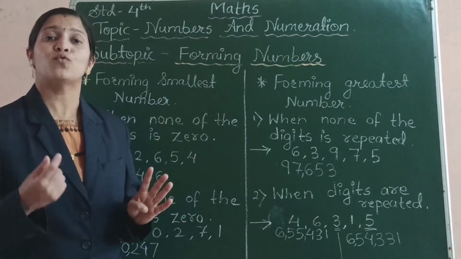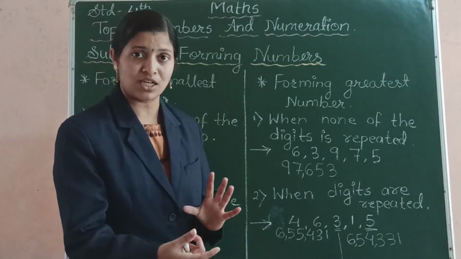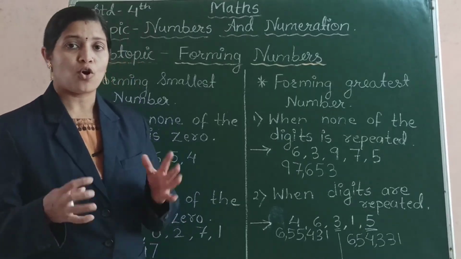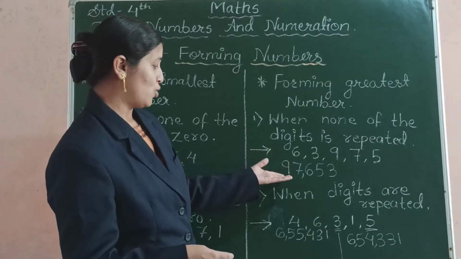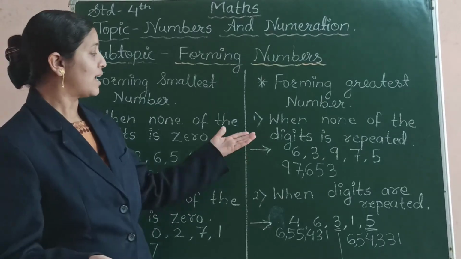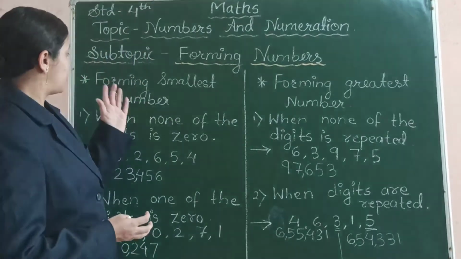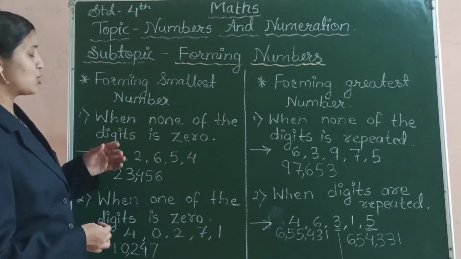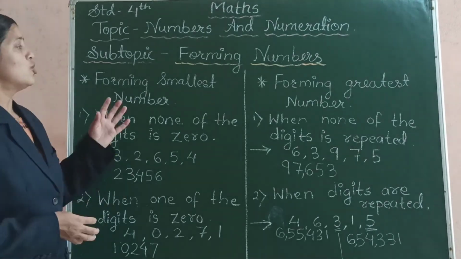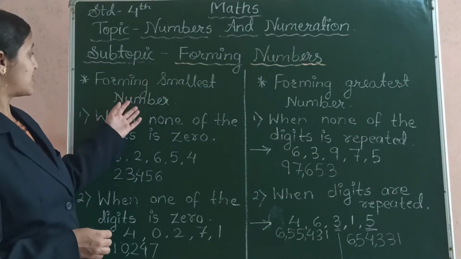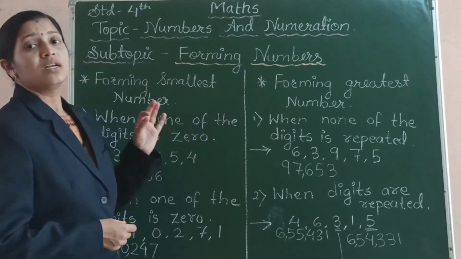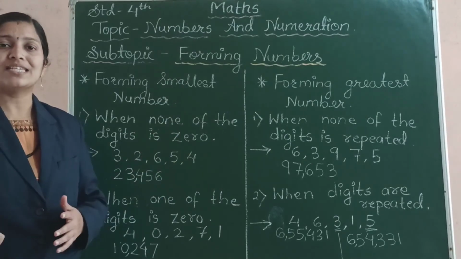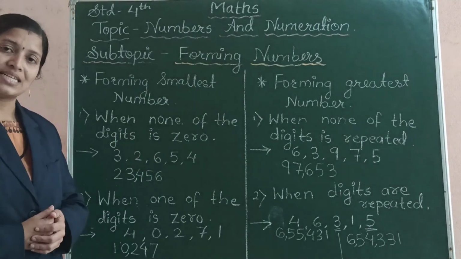They may be giving you 4 digits, and they will ask you to repeat some digit and form a 5-digit number. Similarly here, they can give you all the 6 digits, and they can ask you to form the 6-digit number with the help of the 6 digits. Similarly, in the smallest number, they may give you 6 digits, and they ask you to form the 6-digit numbers. So this was about forming the smallest number and forming the greatest number. We just have to keep the rules in our mind so that we can easily form the 5-digit numbers and 6-digit numbers.